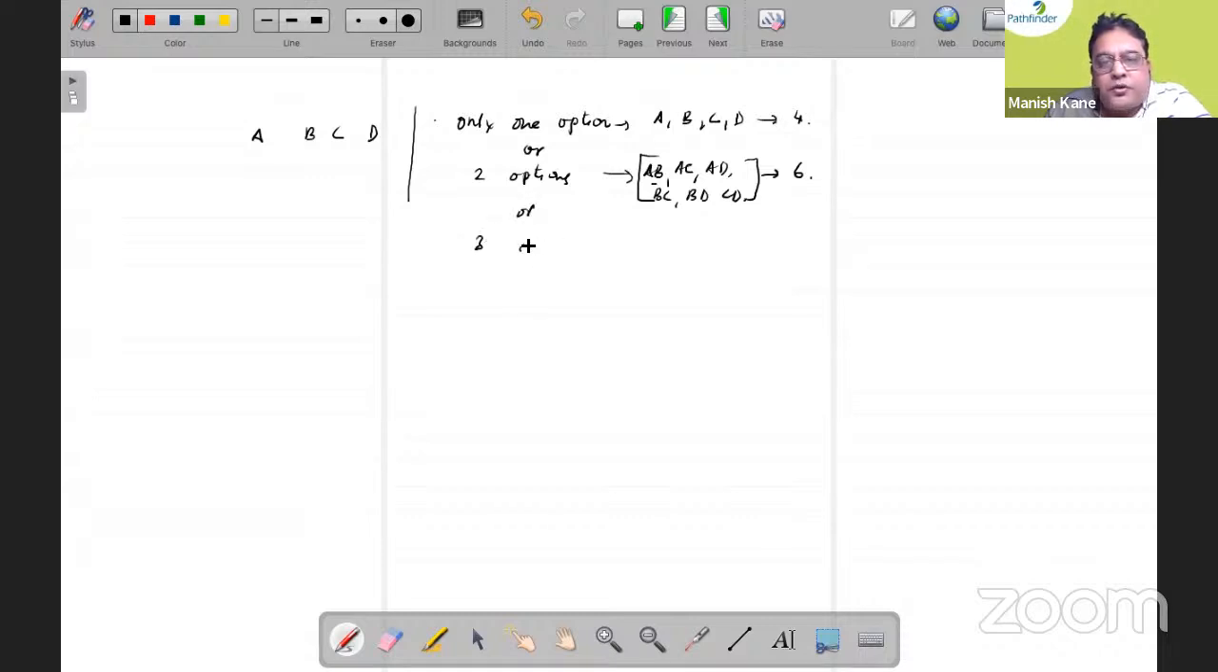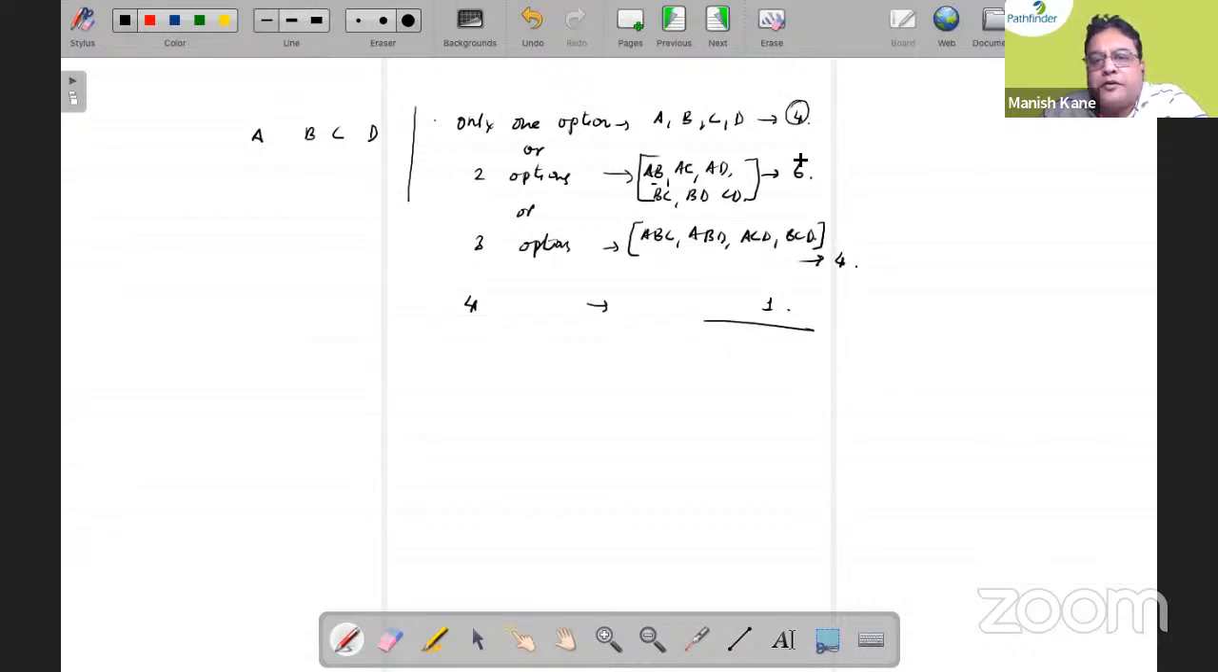or 3 options may be correct. If 3 options are correct, it could be in the form of ABC, ABD, ACD, and BCD. These are combinations of three options that can be correct, which is again 4 ways of marking them, or all the 4 options can be correct, and that can be marked only in one way. So what is the total number of ways of answering this question? 4 plus 6, 10 plus 4, 14 plus 1, 15.